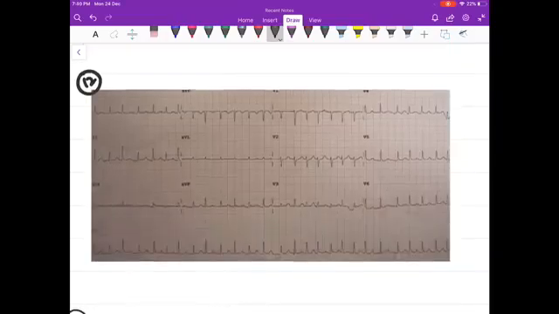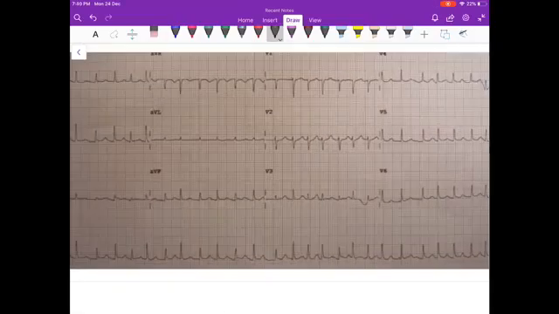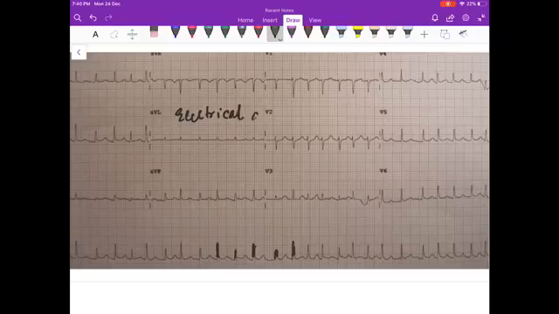Okay, so moving on to this ECG, you see that the height of the R wave is changing. So this is the characteristic ECG of electrical alternans, and it is seen in cardiac tamponade or pericardial effusion.